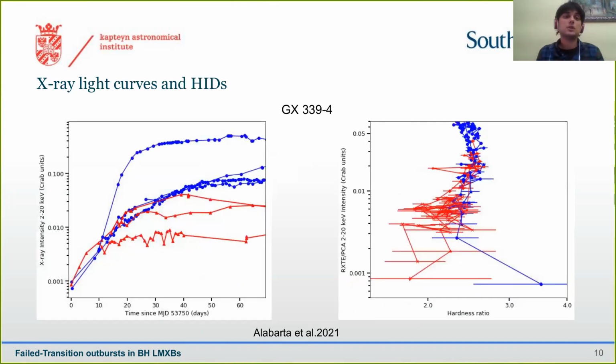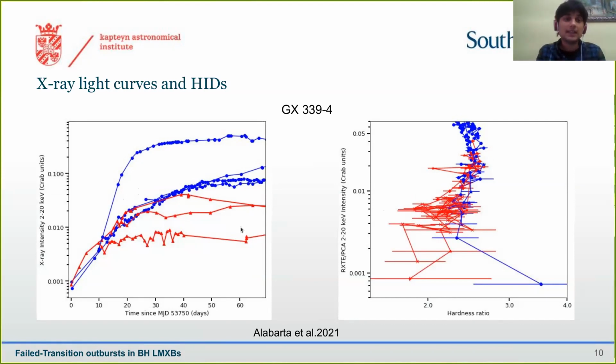The next thing we did was to compare the rise of the outbursts in the X-ray light curves and HIDs. Here, I only show the representative case of GX 339-4. In the left panel, we can see the light curves. In red, again, phase transition outbursts, and in blue, full outbursts. And the same in the HID.